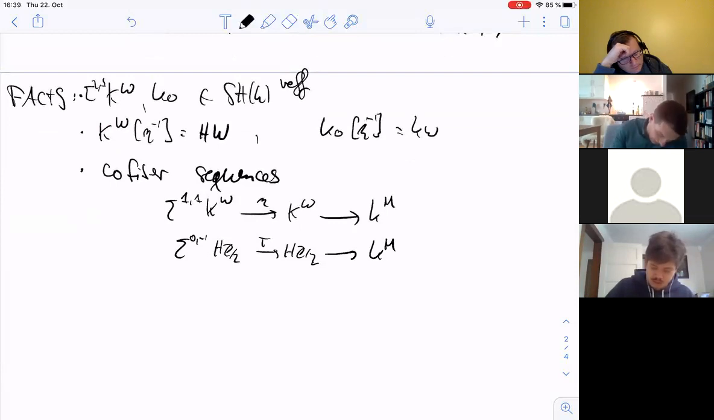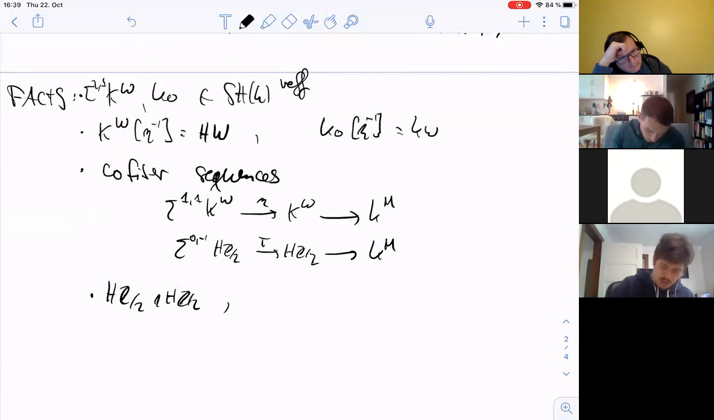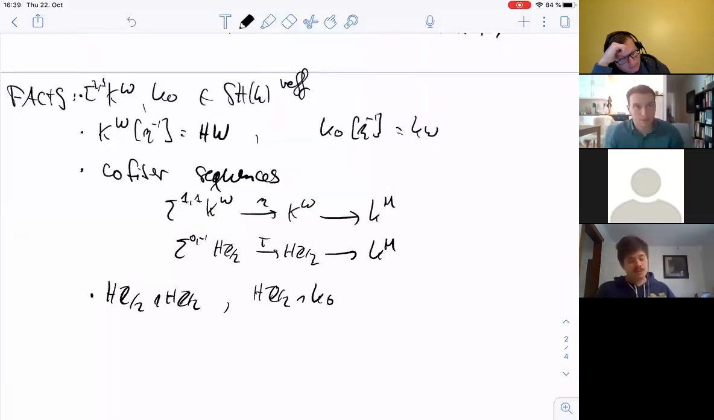And then there's one more fact. Well, not really even a fact, but the point is, you might ask, for example, what's Hℤ/2 smash Hℤ/2? Or what's Hℤ/2 smash KO? I'm not going to give you the answer, but these are all known, and it basically looks like in topology. So these are going to be some sums of Hℤ/2s, with some shifts and twists. It's very infinite, sort of a Steenrod algebra type thing, but it can all be worked out.